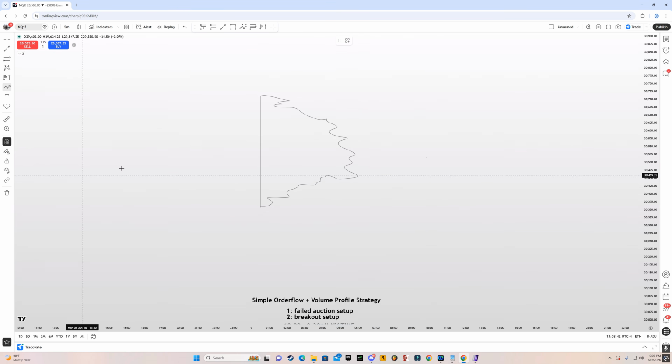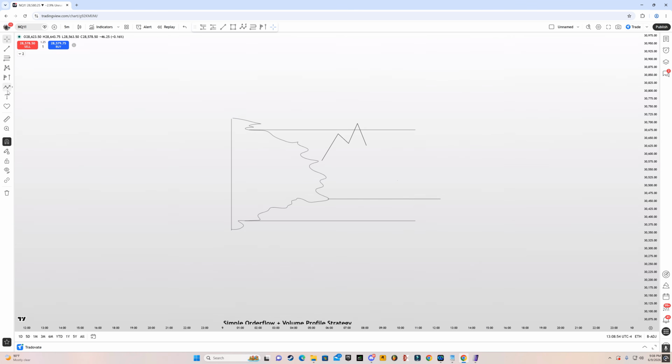A failed auction setup is when we push above the value area high, in this case, and then we get instant rejection, okay? And let's say that this is the point of control. We get an instant close below the value area high. So we first close above or wick above the value area high, and then instantly we get a close below. That is a failed auction setup. The participants tried to do a breakout out of this balance, but they failed immediately because sellers stepped in here.